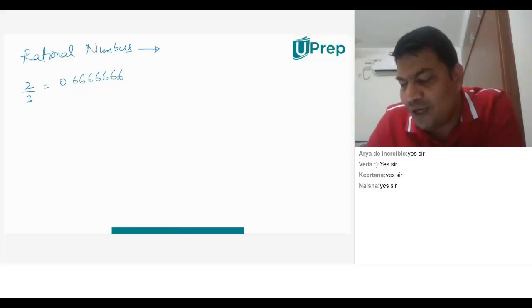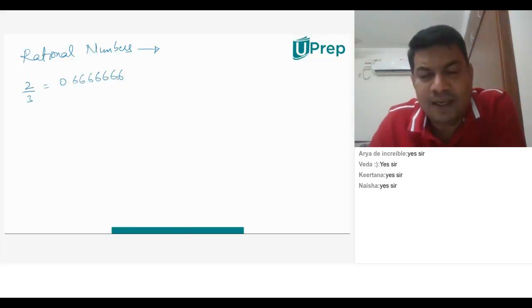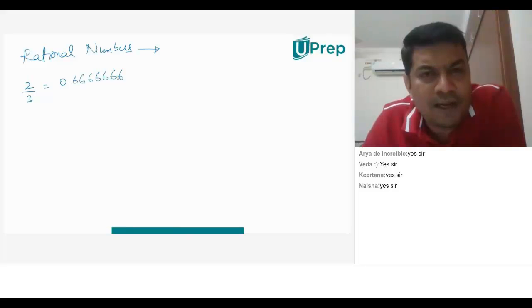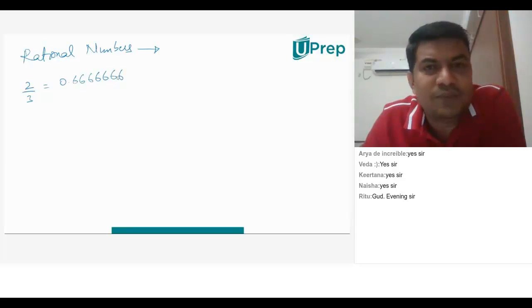But what do we call this 0.666666 bar? Is it recurring or non-recurring? Recurring. Is it terminating or non-terminating? Terminating. Is it terminating? No, it is not. It's not terminating. So basically students make these mistakes. They don't understand the definition. Let's understand it. Good evening, Ritu. Okay, so let's quickly understand what you mean by terminating and what you mean by non-terminating.